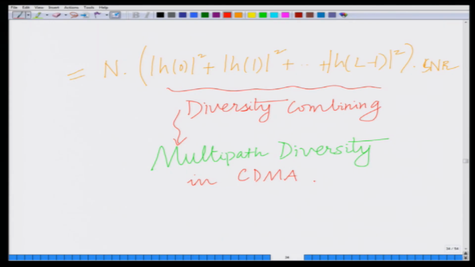And now you can also see that this expression is basically n times norm h bar square times SNR, which you can also write as norm h bar square times n times SNR, which is basically replacing the SNR in a multiple antenna wireless system by n times SNR. Therefore, the bit error rate performance can be derived by substituting n times SNR in the expression we have for the multiple antenna wireless system.